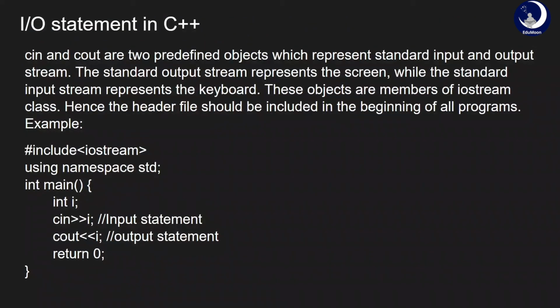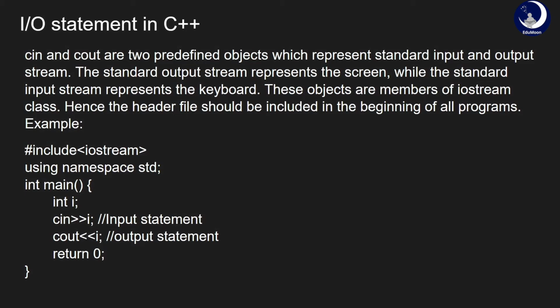Input-output statements in C++. Cin and cout are two predefined objects which represent standard input and standard output stream. The standard output stream represents the screen, while the standard input stream represents the keyboard. These objects are the members of the iostream class. Hence, the header file should be included in the beginning of all programs. Example, #include <iostream>, and in the next line you can see that using namespace std is mentioned. We'll learn more about this in the upcoming lectures.